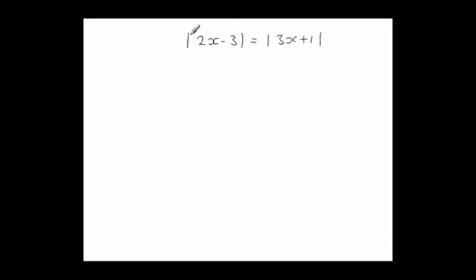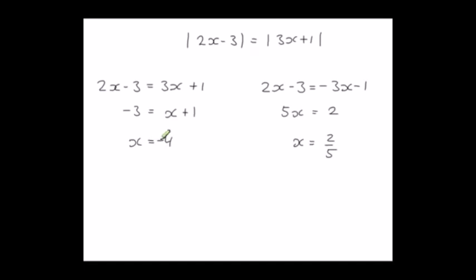If you have the modulus function on both sides, the method is still the same. So let's write this without the modulus, and then write it again, but change the signs on one side. I've changed the signs on the right hand side. I've left the left hand side exactly as it was, and then you just solve both of these, giving you x equals -4 and x is equal to 2/5.